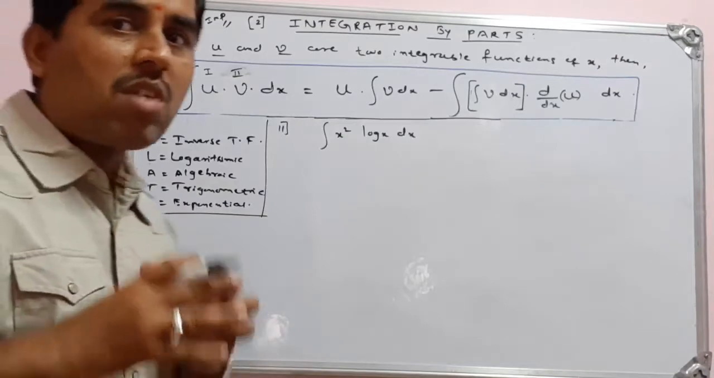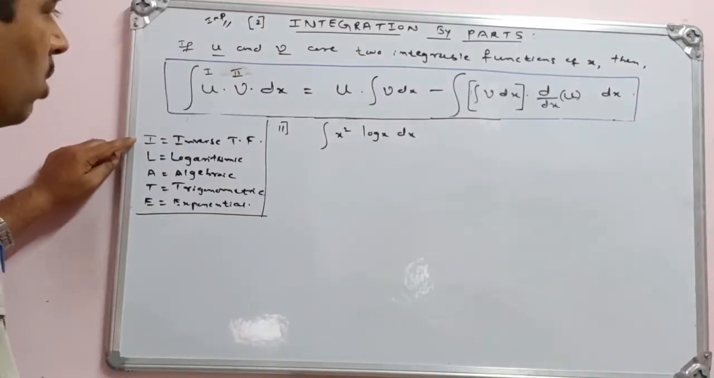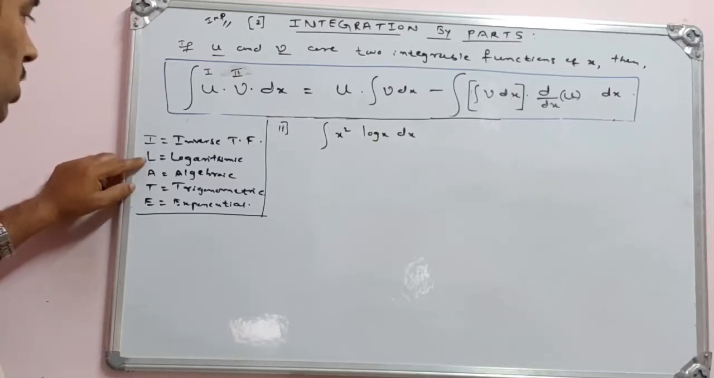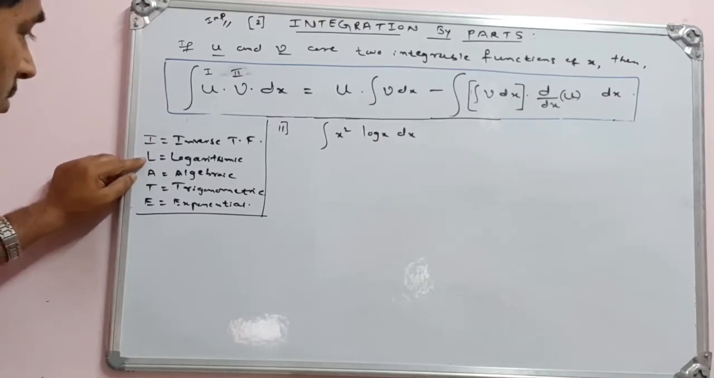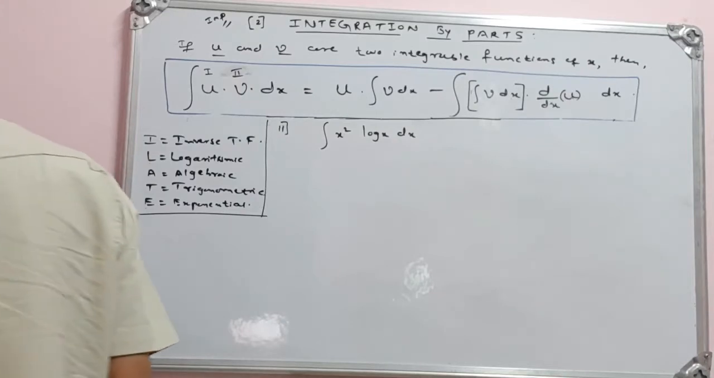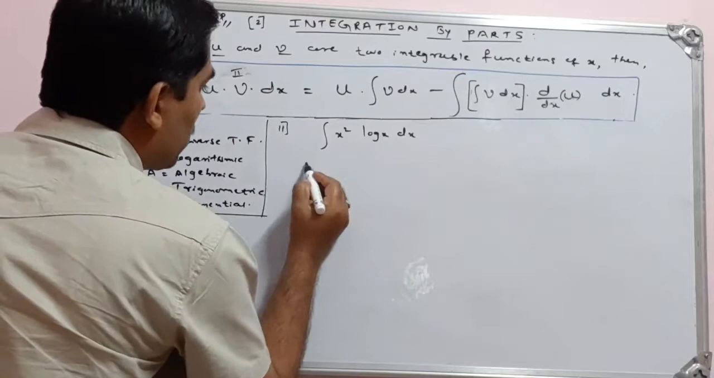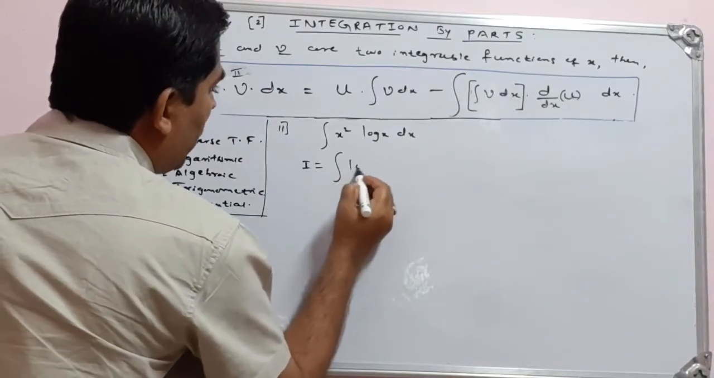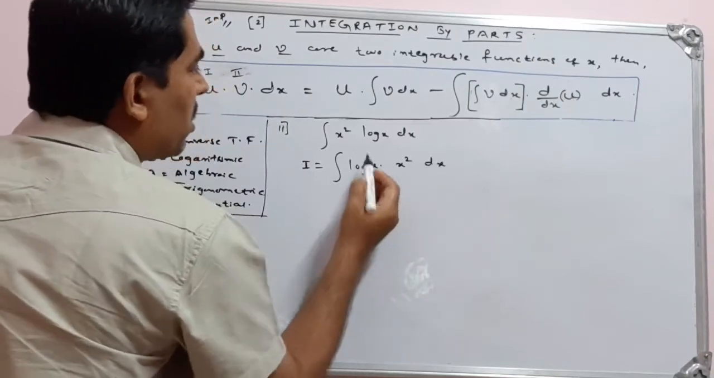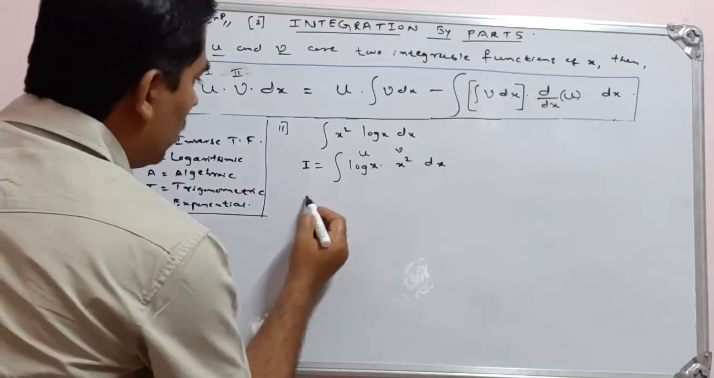See, the proper choice of first function. According to the ILATE rule, before algebraic function, our preference should be given to logarithmic function. So according to this ILATE rule, we have to consider log x as our first function. I will write this as log x into x square with respect to x. Now this is my first function and this is our second function. Then let us integrate this.